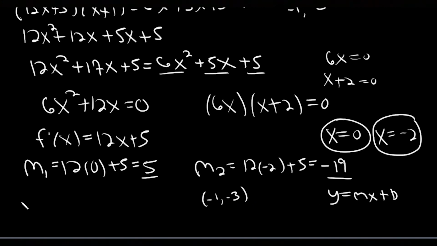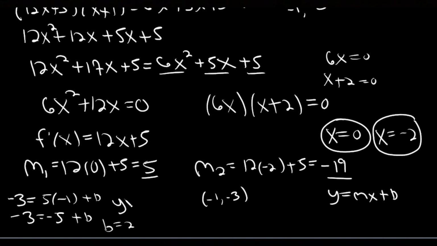So for example, I'm going to say here negative 3 is equal to my slope, we'll use this one first, 5, times my x value, negative 1, plus b. So we get negative 3 equal to negative 5 plus b. When I solve for b, I have to add that 5 over, and I end up getting b is equal to positive 2. So b is equal to positive 2. There's one equation, okay? So one equation is going to be y is equal to 5x, my slope, and then plus 2. Okay, there's one of them.